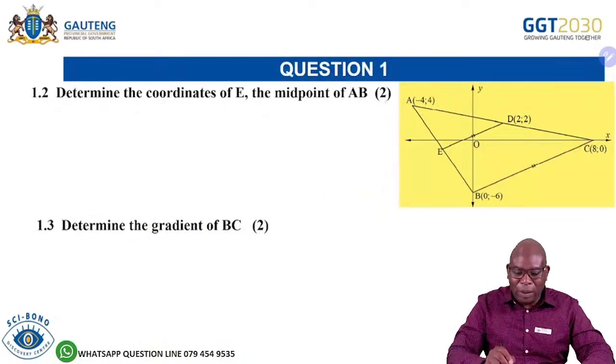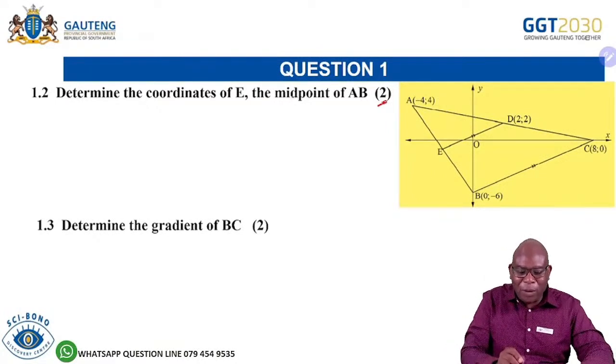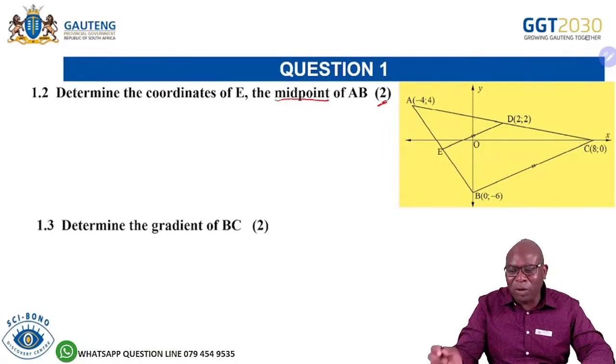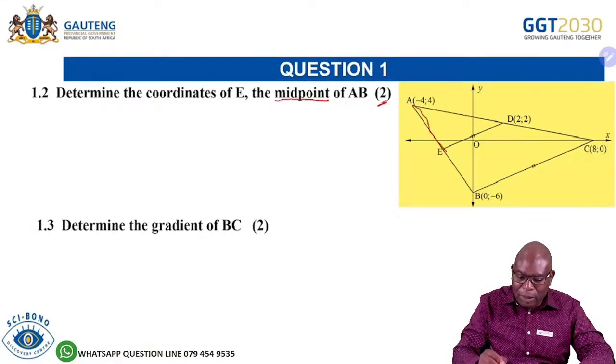1.2. It's 2 marks. If I get 1 out of 2, I get 50%. So that part I've passed. Can you see how you can pass? Then you check here. What does the question want? Midpoint. You go to your formula sheet. You look for the formula for the midpoint. Then you do it correctly. So here, what is the midpoint? The midpoint of AB, which is E in this case.